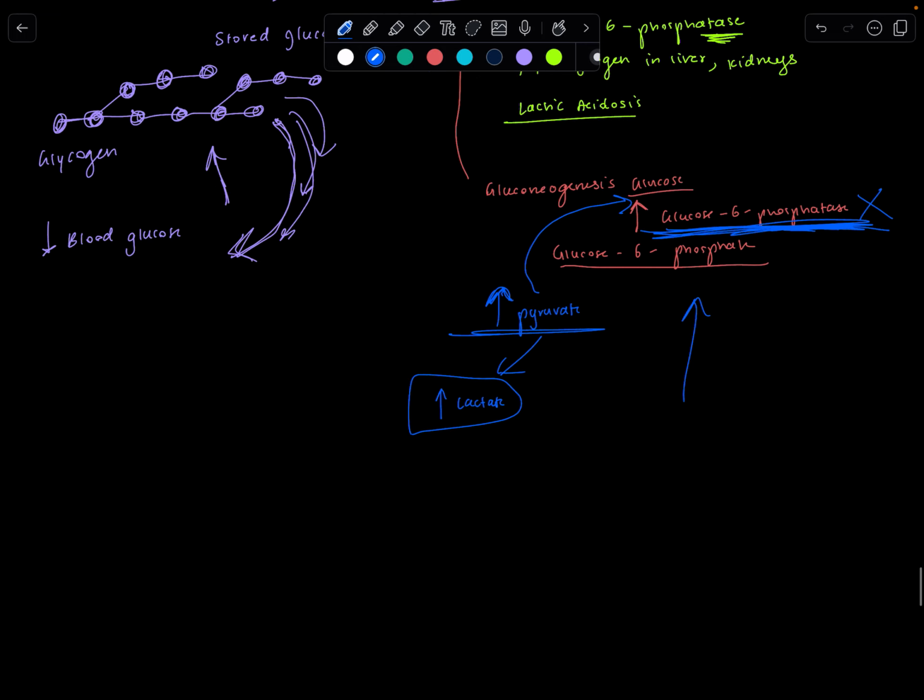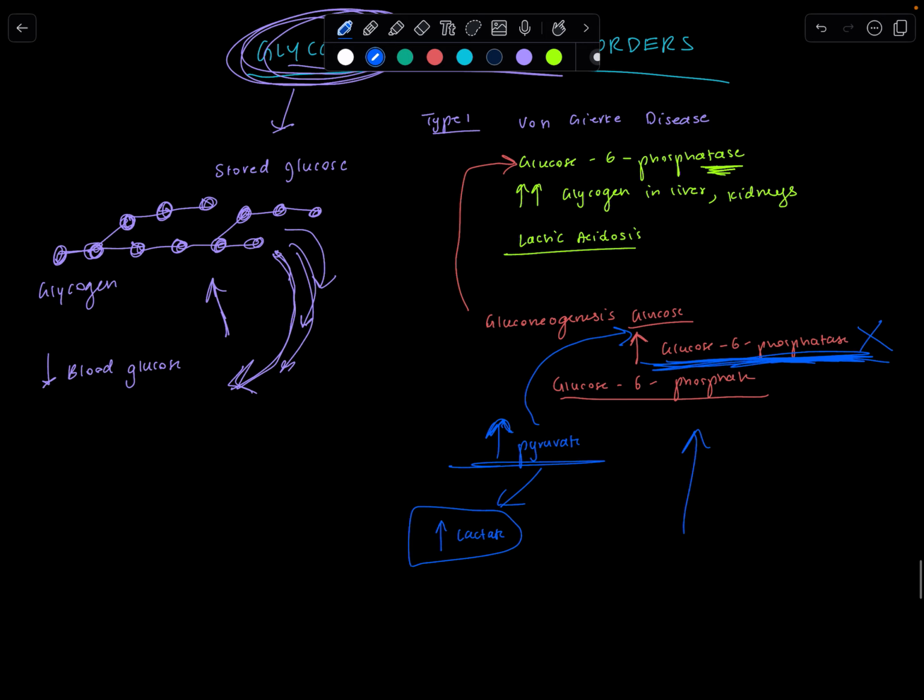And another symptom that you should associate with von Gierke's disease is gout, or excessive uric acid. It's not being depleted properly. A way to remember this is that von Gierke's disease has a G in it. The G is for glucose 6-phosphatase. The G is also for gout. And the G is also for impaired gluconeogenesis. So that's how you can remember which one von Gierke's disease is.